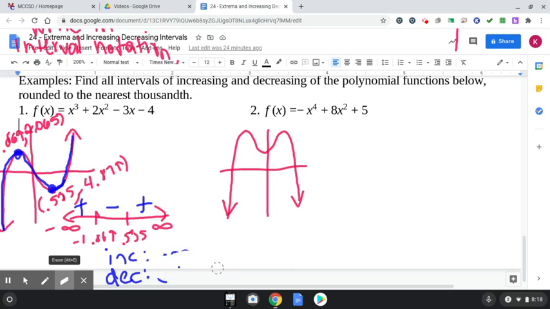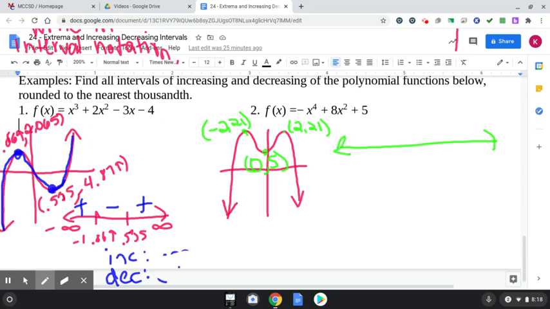Okay. For number 2, our mins and maxes were a little bit nicer numbers. So this max was negative 2, 21. This min was at 0, 5. And then this max was at 2, 21. So my number line, it's going to have one more little notch on it because I have one more extrema than I did before. So the first one is negative 2, then the middle one is 0, and then 2. Remember, it's a number line, so it should be in order.